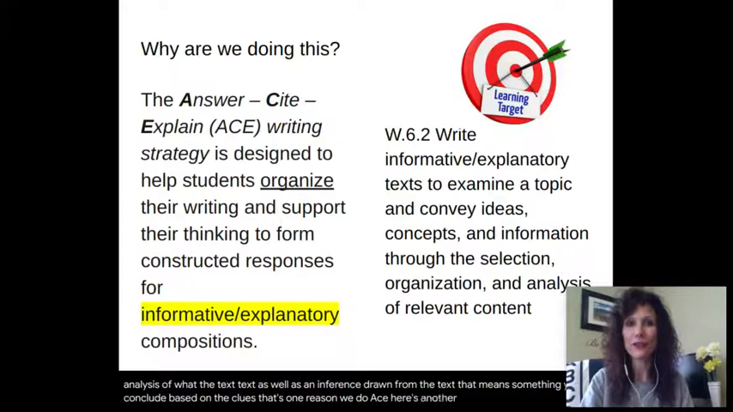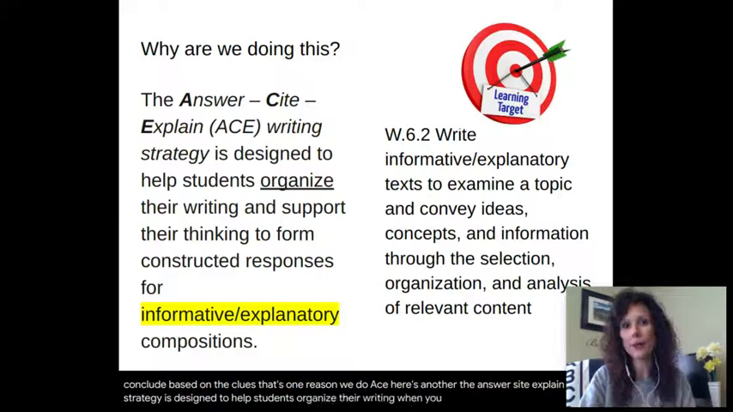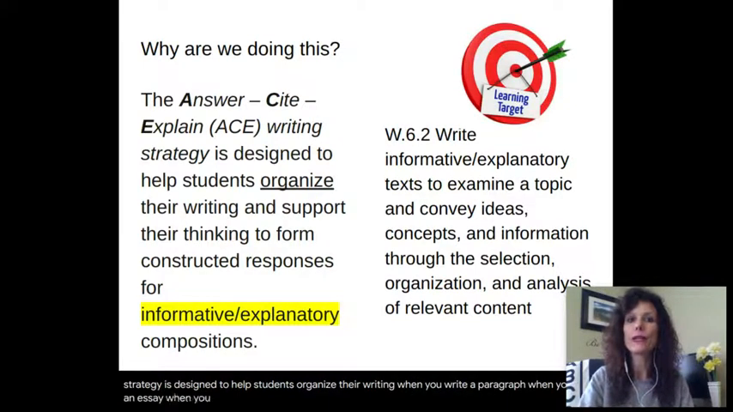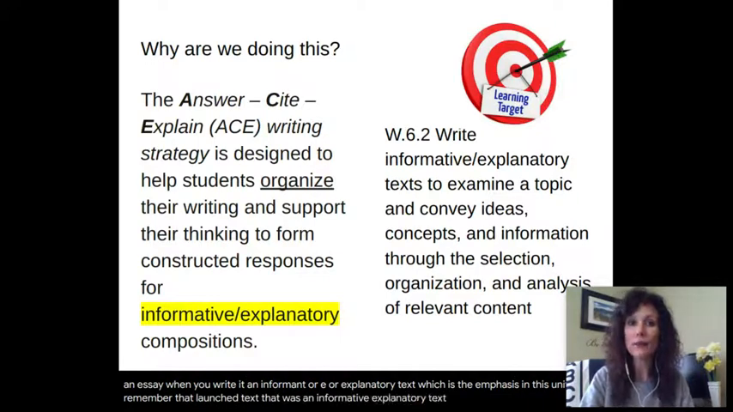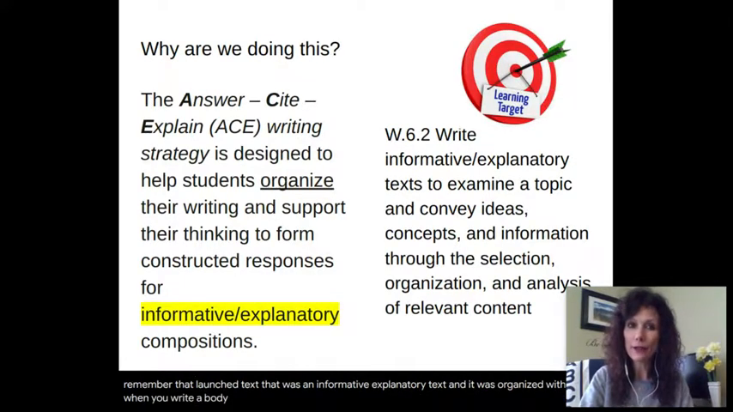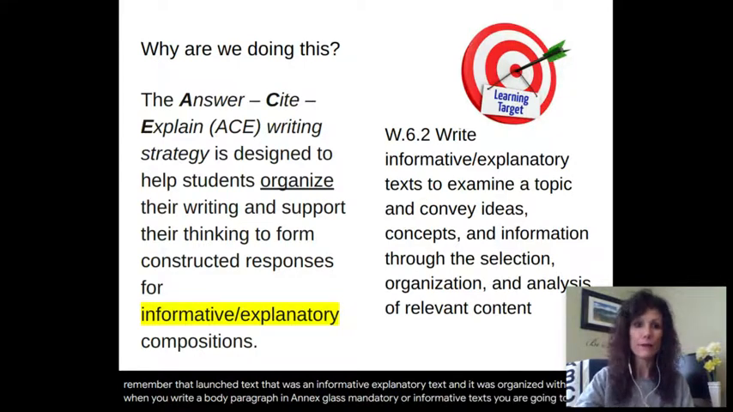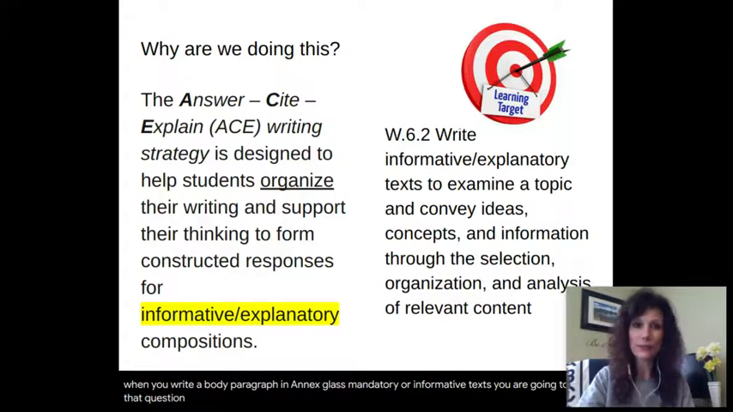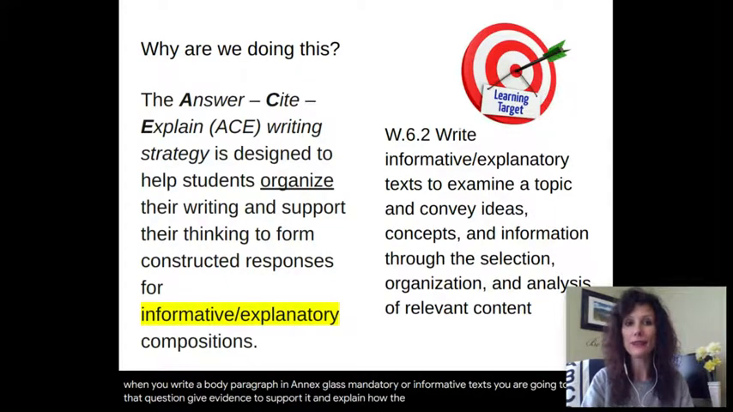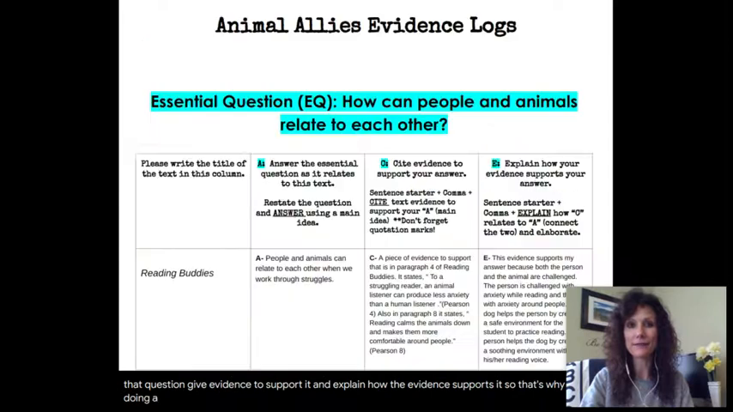Here's another. The answer cite explain writing strategy is designed to help students organize their writing. When you write a paragraph, when you write an essay, when you write an informative or explanatory text, which is the emphasis in this unit. Remember that launch text? That was an informative explanatory text, and it was organized with ACE. So when you write a body paragraph in an explanatory or informative text, you are going to answer that question, give evidence to support it, and explain how the evidence supports it. So that's why we're doing ACE.